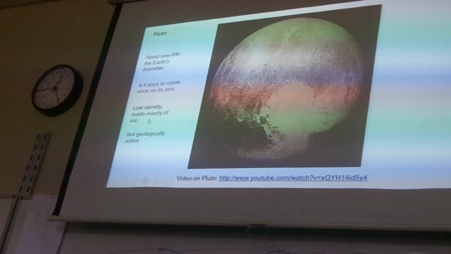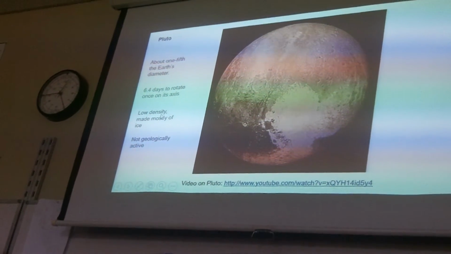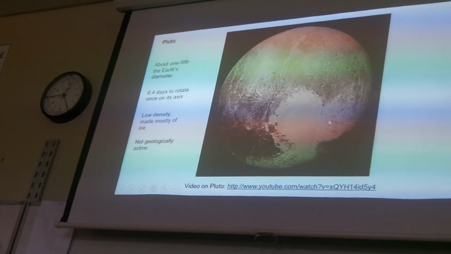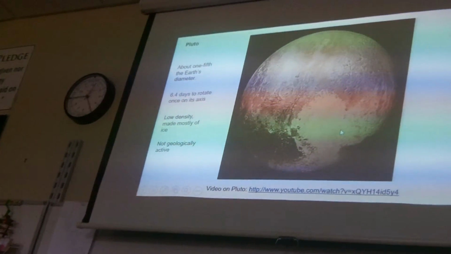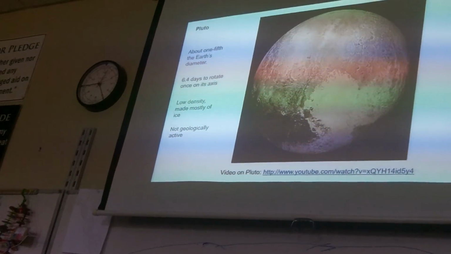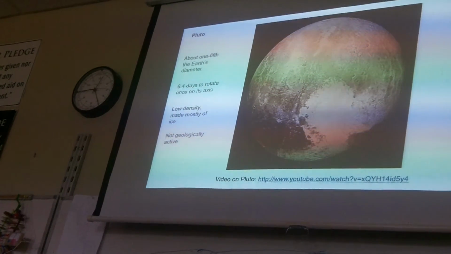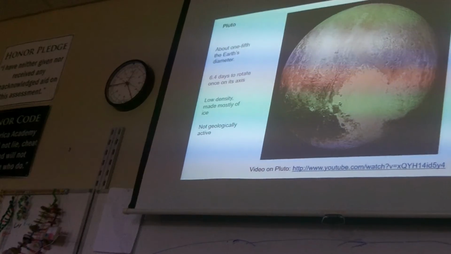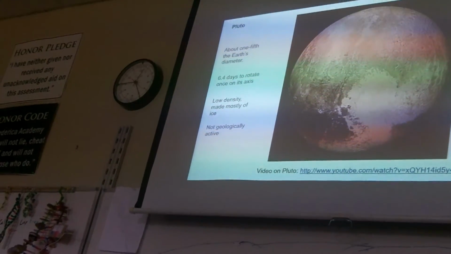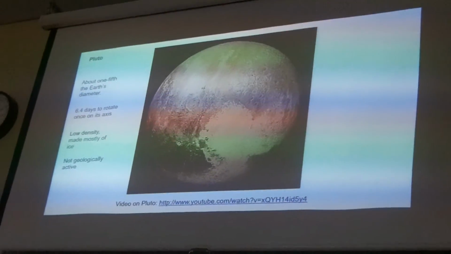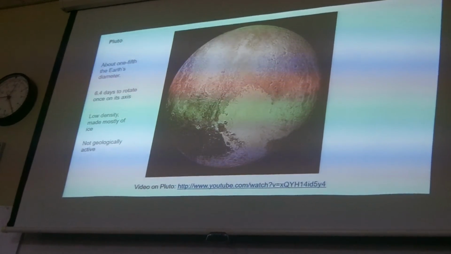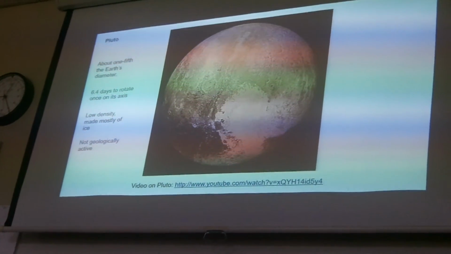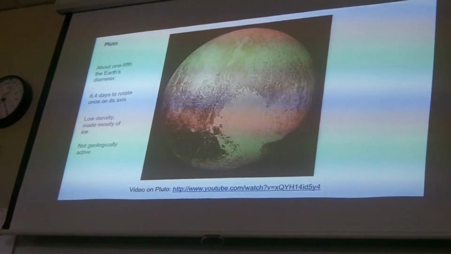It's made mostly of ice, they think, because it's low density. It's not very heavy. It's 1/5 the diameter of the Earth, but its mass is real low by comparison. We know because it's so light. It's not rock. It's not mostly rock. It's mostly ice or something. Different sorts of ices: nitrogen ice, water ice, ammonia ice.